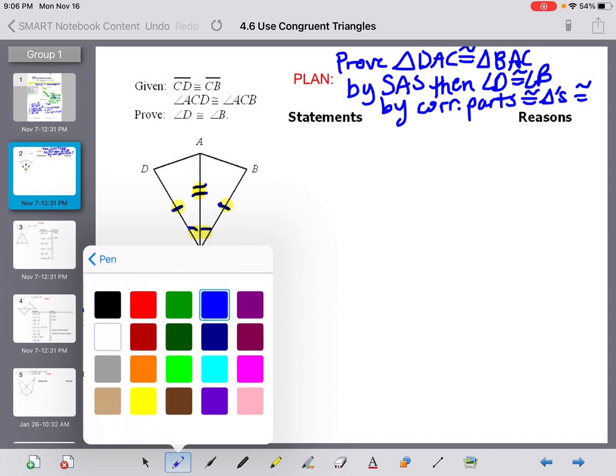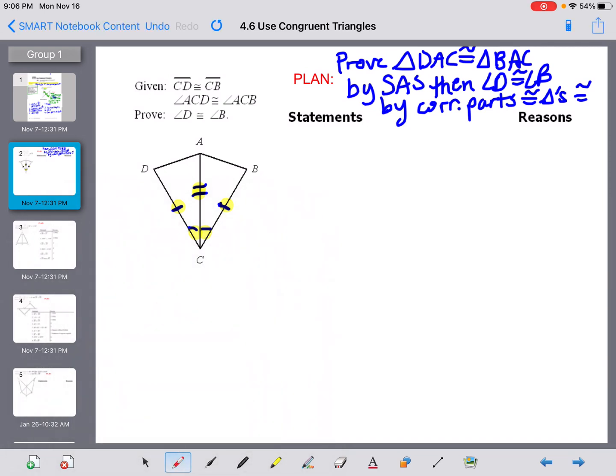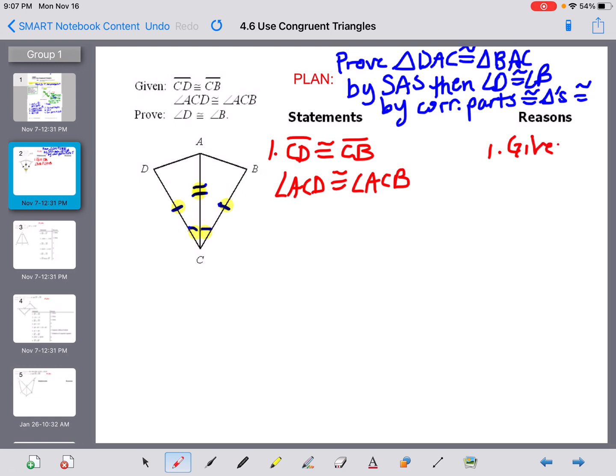Let's make it work. All right, step 1. Let's go for that CD congruent to CB and angle ACD congruent to angle ACB, and those are given. All right, so that starts me out with a set of sides and a set of angles. Okay, so what's the next thing that we were able to mark, that we put into our picture? That shared side. I agree with you.